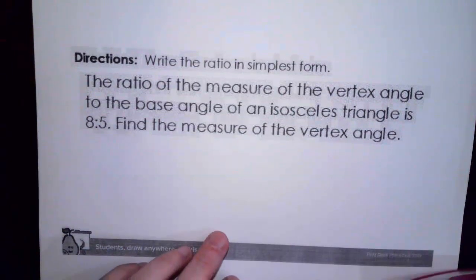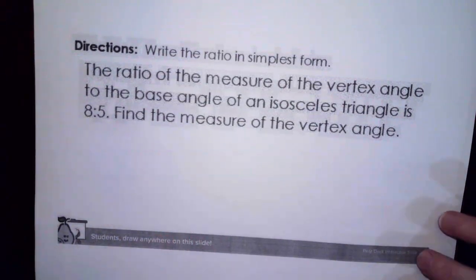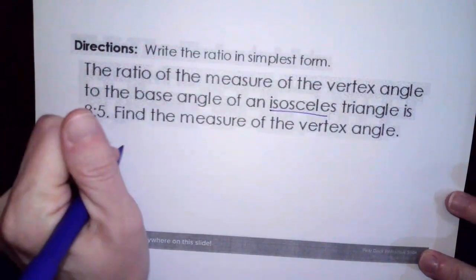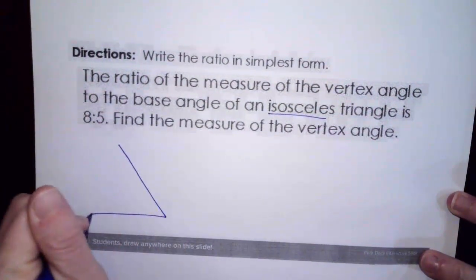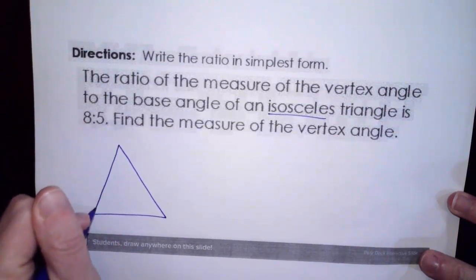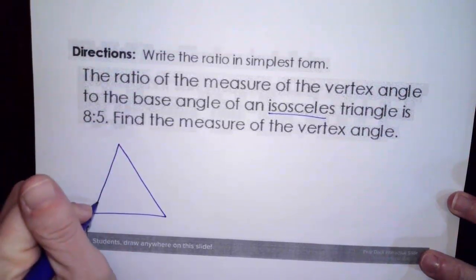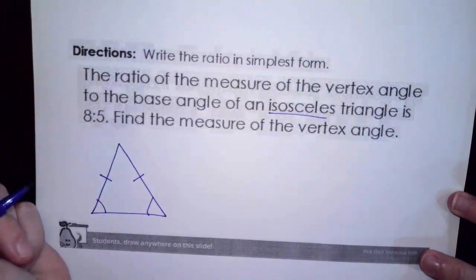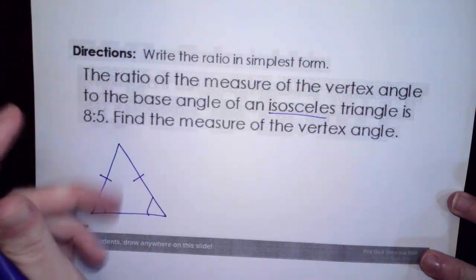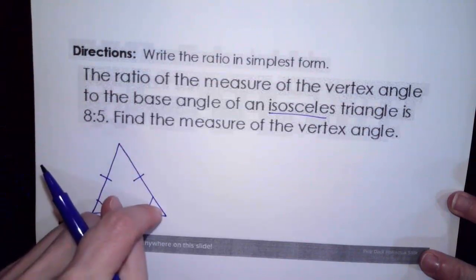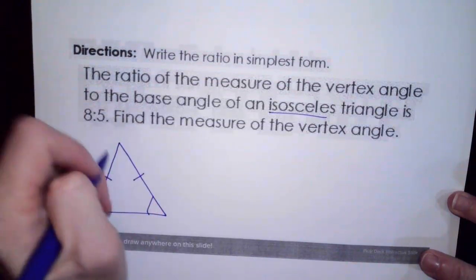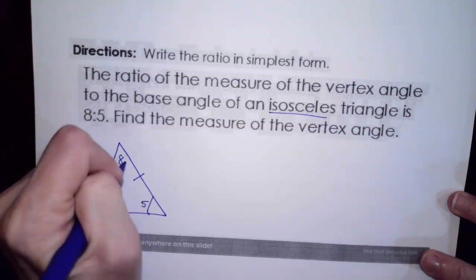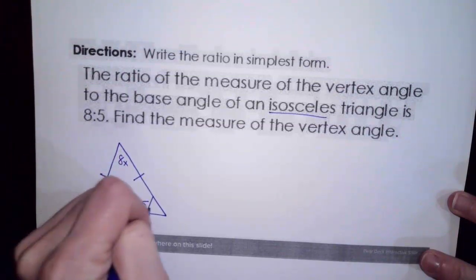Alright, the ratio of the measures of the vertex angle to the base angle of an isosceles triangle is 8 to 5, right? We'll draw a picture first. And remember, the vertex angle is the one that doesn't match the other two. The base angles are the ones that are congruent to each other because the legs are congruent. So it says the vertex angle to the base angle is 8 to 5. So if I put 8 there, I have to put 5 there, which means 5 there. Attach a little x at the end.